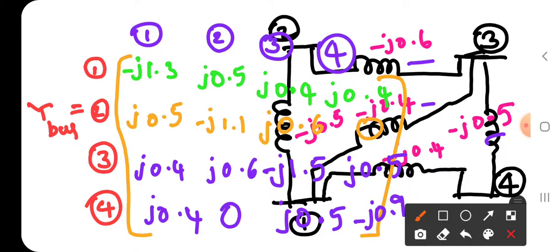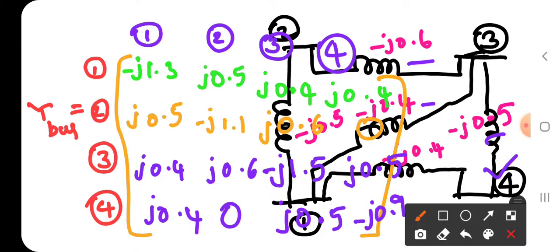Okay. Suppose, for example, in this network, if we want to consider the fourth bus as the ground, then how can you eliminate the fourth bus from the given network, as well as how can you find the Y bus matrix after eliminating the fourth bus. We will see this in the next session.